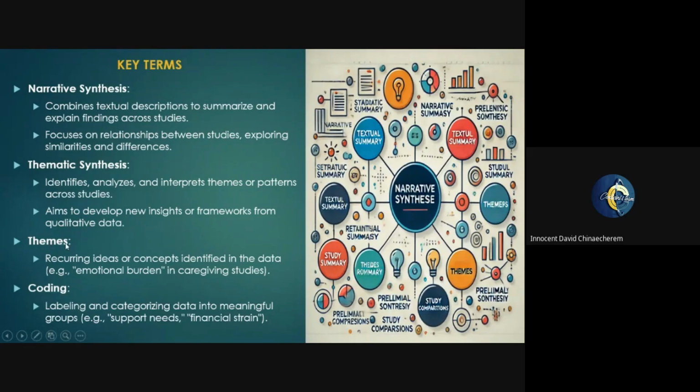For the themes here, we need to understand that they are recurring ideas or concepts identified in data. An example is emotional burden in a caregiving study. We're also going to have a detailed understanding of this in our practicals, and it's going to be very interesting. Another idea we're going to deal with is coding, because before you start your thematic synthesis, you need to code, label, and categorize your data into meaningful groups. And this is very pertinent.